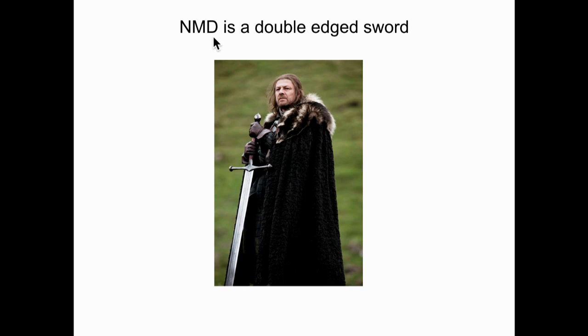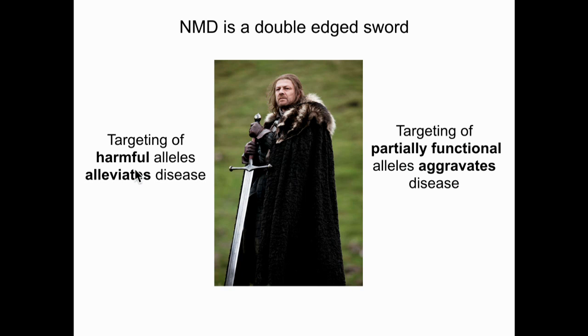It turns out that NMD within the cell is actually a double-edged sword. So it has a very well-demonstrated role that I just mentioned in that it targets harmful alleles, which are truncated proteins, and thus alleviates disease or phenotypes. However, because of NMD's function, and this is where we see it mostly as geneticists, in targeting of partially functional alleles can aggravate disease or other phenotypes.